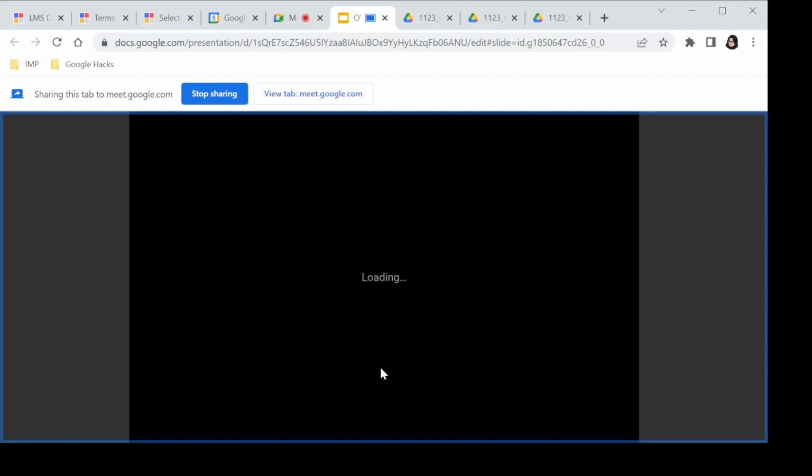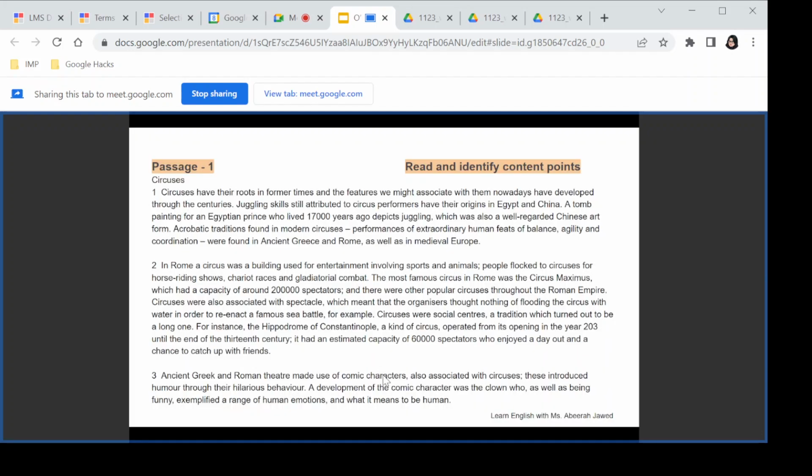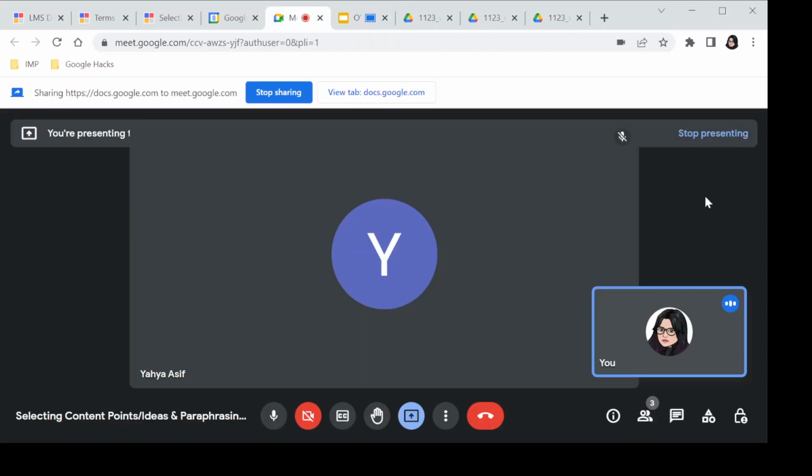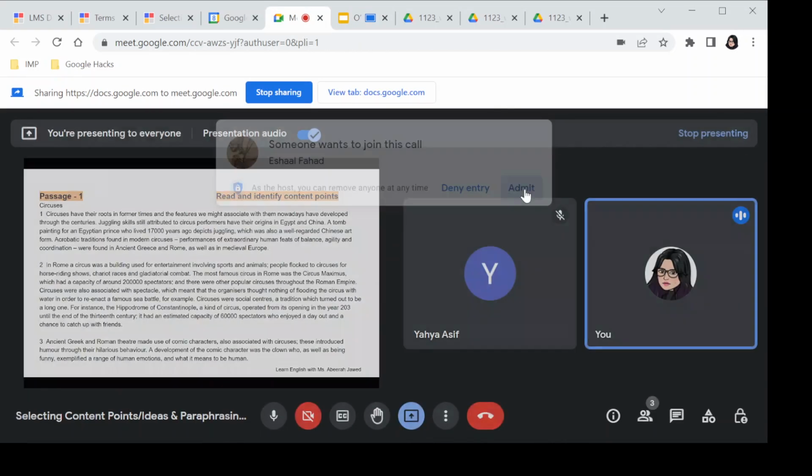All right. So where were we yesterday? Third paragraph, I think. Third paragraph, yes. So we were almost done with the first two. Ancient Greek and Roman theater made use of comic characters also associated with circuses. This is where we were talking about the development and spread of, again, in modern times. These introduced humor through their hilarious behavior. A development of the comic character was the clown, who, as well as being funny, exemplified a range of human emotions.